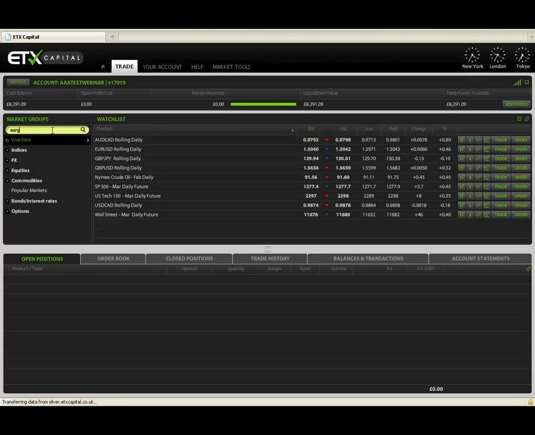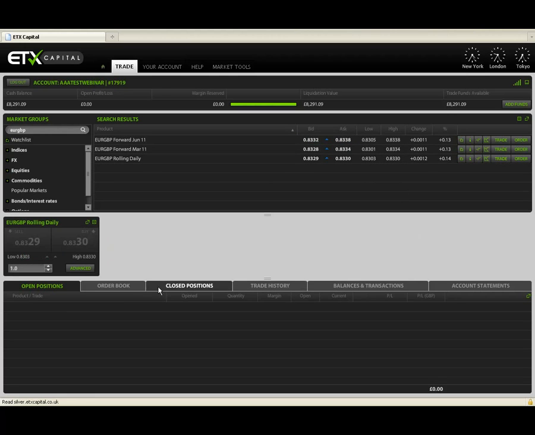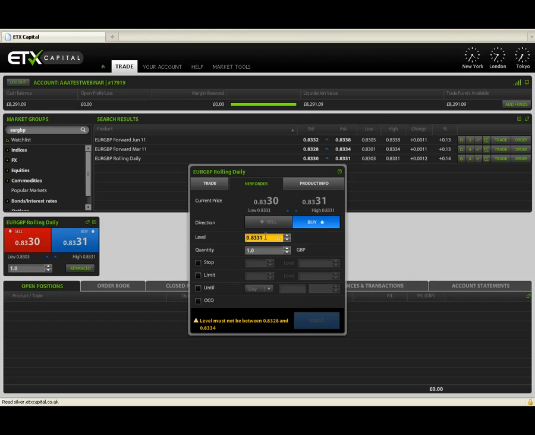Okay, so I want to look at the FX pair Euro GBP. We've got a nice tight spread here, as you can see. The difference between the bid and the offer is 1 pip, nice and tight. That means that you're keeping your costs down as a trader. Now, if I want to put an order in on this pair, I can do so.